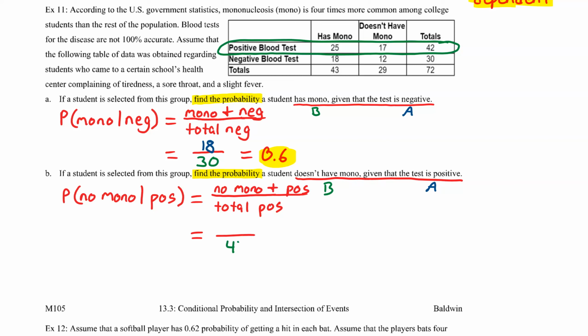So 42 tested positive. And then how many did not have mono? Well, that's the overlap. So 17 of those 42 did not have mono. And that decimal, we're going to do an approximation here because it's not exact like it was in part A. So it's approximately 0.405.